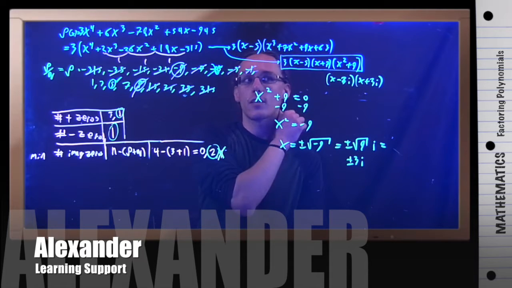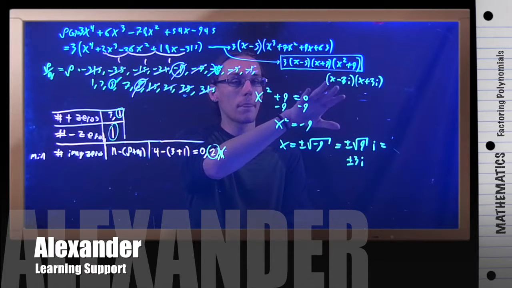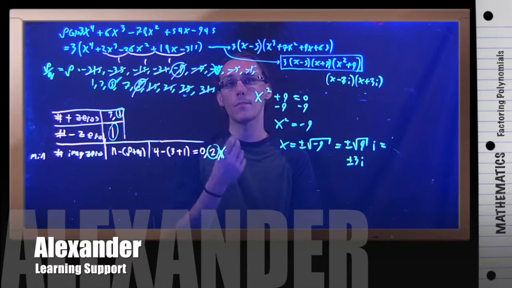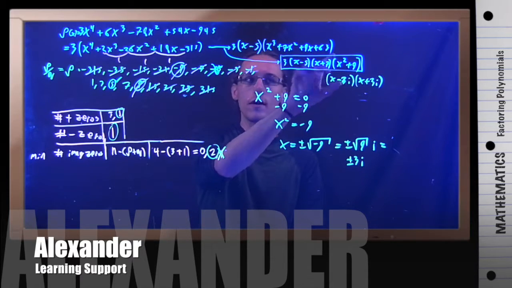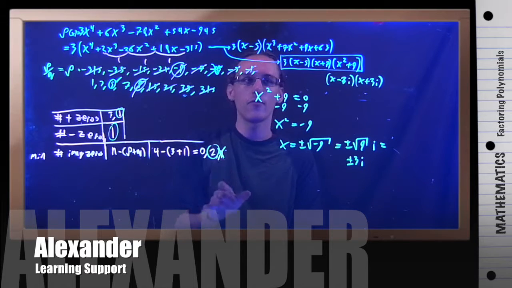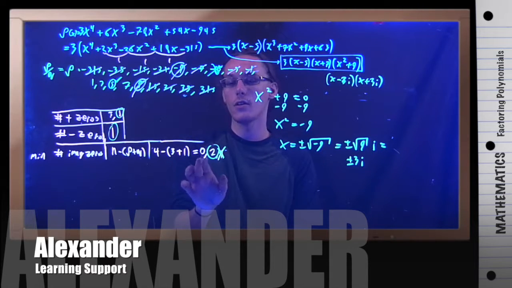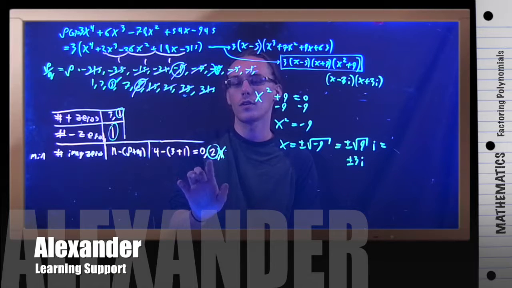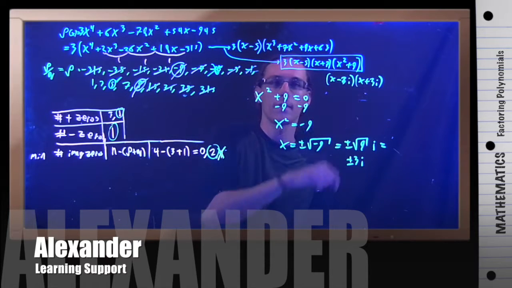And then I was left over with x squared plus 9, which, looking at that, I recognized is going to have imaginary solutions. Also, I know by this point that I don't have 4 imaginary solutions, so I have either none or 2 of them. And sure enough, 2 imaginary solutions were there.